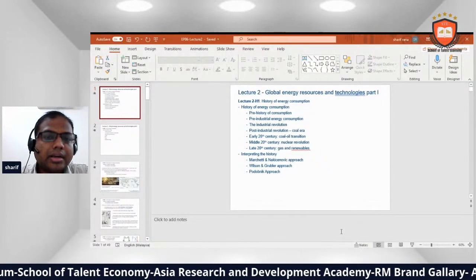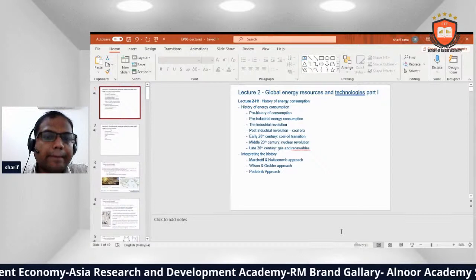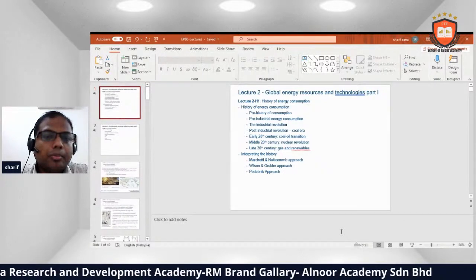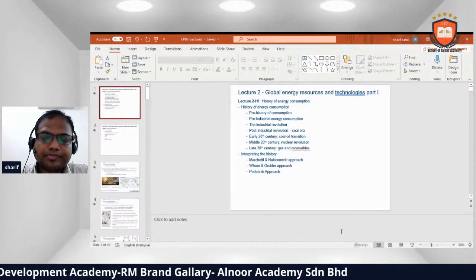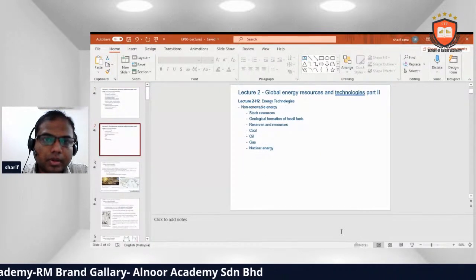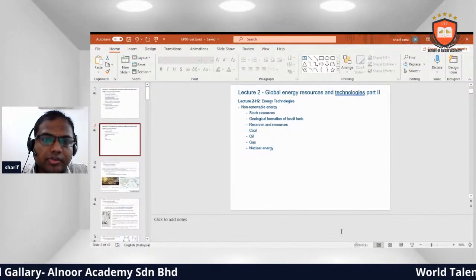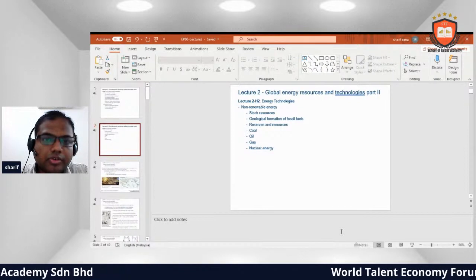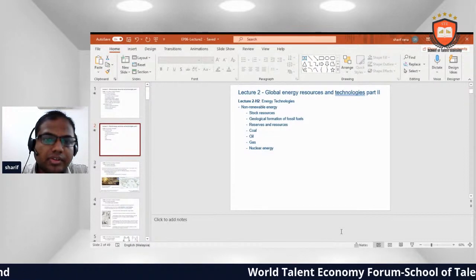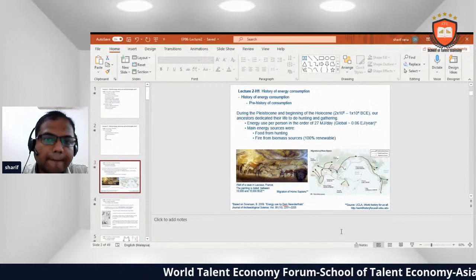Marchetti and Nakicenovic's approach, Wilson and Grübler's approach, Podobnik's approach. Non-renewable energy: stock resources, geological formations of the fossil fuels, reserves and resources, coal, oil, gas, nuclear energy.